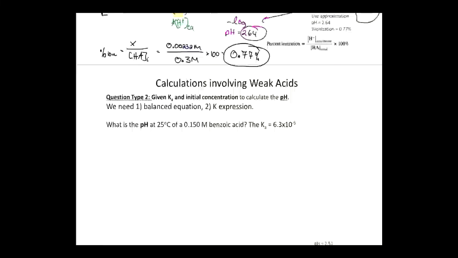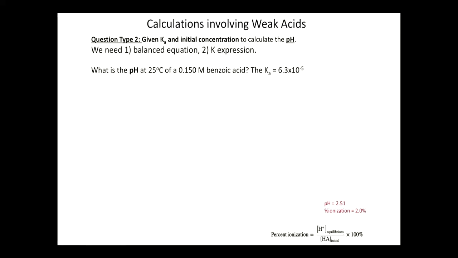Okay, all right, let's do another one. So here, given Ka and initial concentration, this is another type 2 ice table where we are calculating X because we want to calculate the pH. pH comes from the ice table and solving X. So this time, what is the pH of benzoic acid? And I give you the Ka.